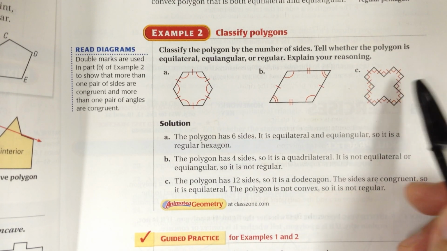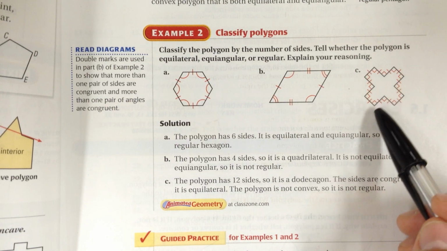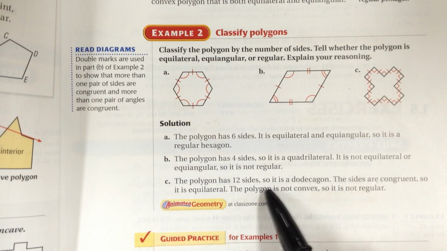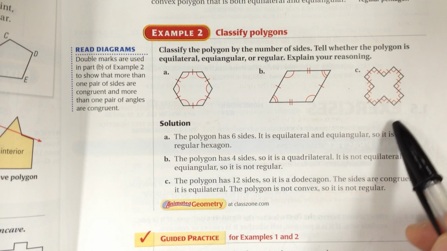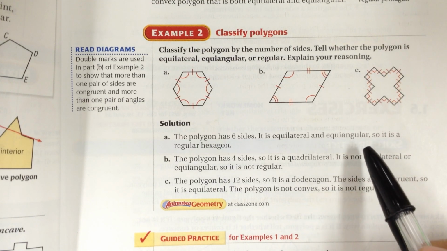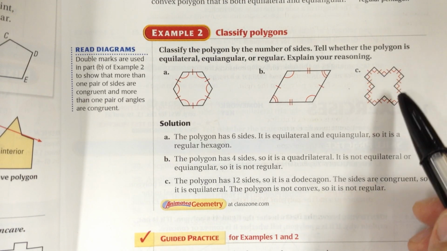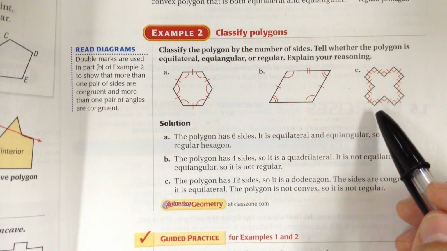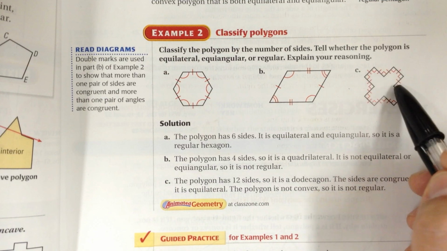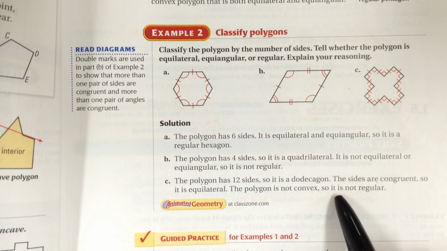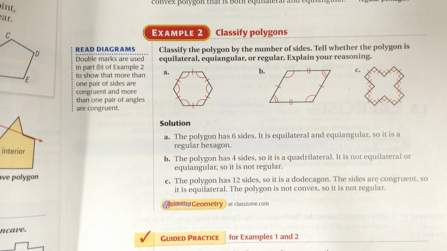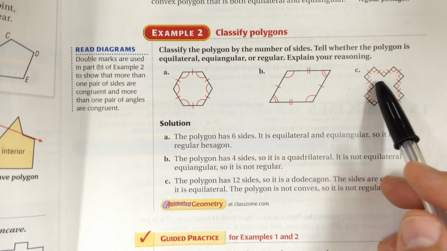Now if you go to C, again you count it. These are 12 sides, so it's a dodecagon. The sides are congruent, so it's equilateral. And if you look at the angles, all the angles are congruent, so this is equiangular. However, the polygon is not convex, so it's not regular. So another requirement for a regular polygon is it has to be convex. It cannot be concave like that. So when it's concave, it's not regular.